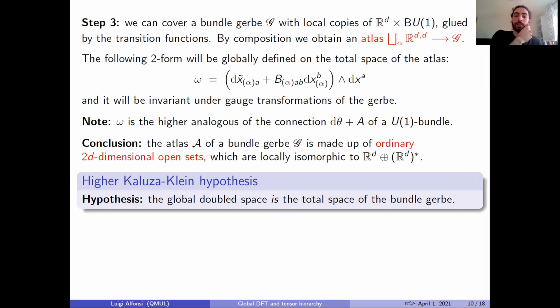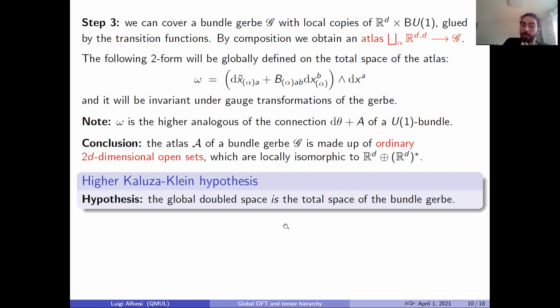So in this sense, if we define this atlas on the total space of the bundle gerbe, we have a 2D-dimensional coordinates description which matches with the motivation of finding a geometrization of the Kalb-Ramond field, and which gives rise to structures that are supposed to be found in double field theory.